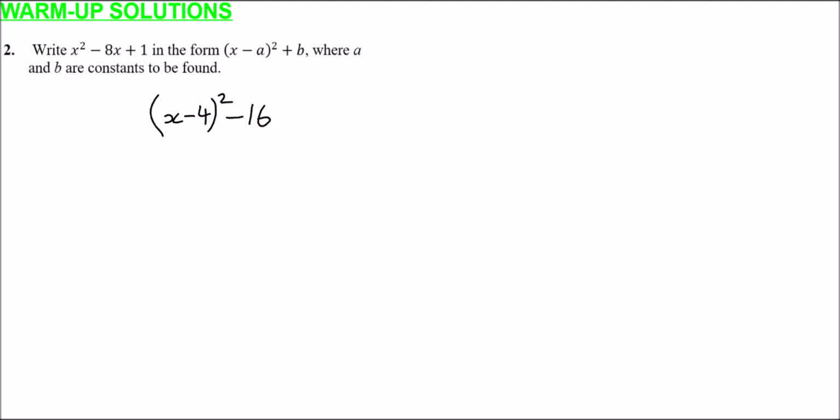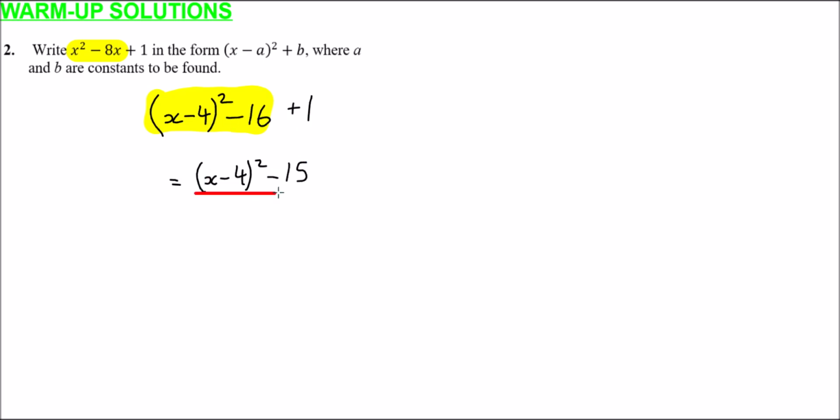So for now we just simply rewrite the x stuff, like so. Then, of course, just add on the plus 1 at the end. So, fully simplified down, we get x minus 4 all squared, then minus 16 plus 1 overall is minus 15.